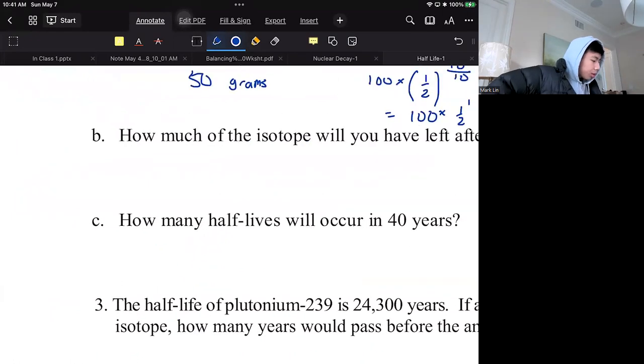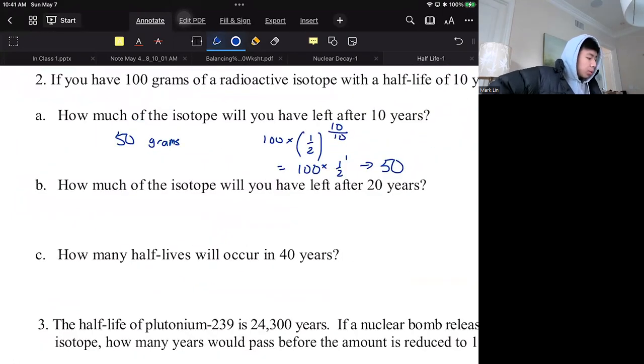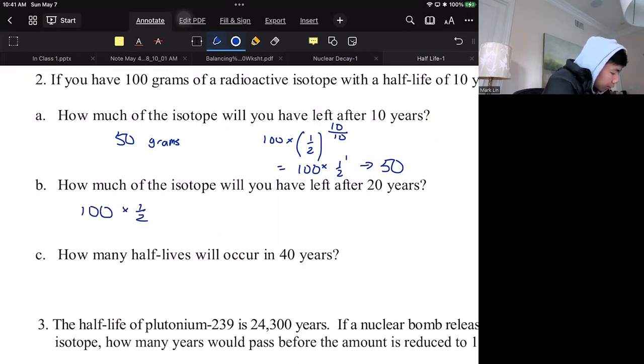How much of the isotope will you have left after 20 years? After 20 years, that's two half-lives. You can still put this in the equation: initial amount 100 times one half, the time elapsed is 20 and the half-life is 10. So it's going to be 100 times one half squared, and this will give you 25 grams.